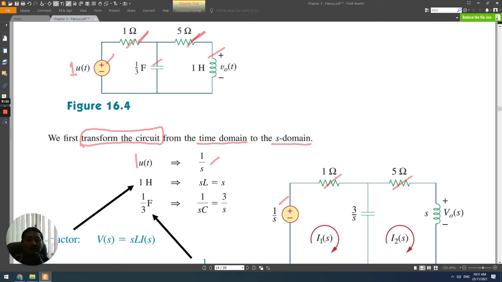Next is the capacitor or the inductor. Let's look at the inductor, 1 Henry. So what is the equation to transform the inductor into S domain? This is the equation: S times L. L is 1, so S times 1 is S, which is this.